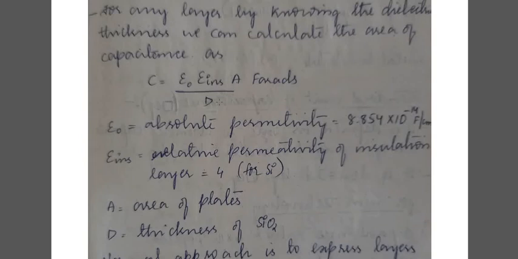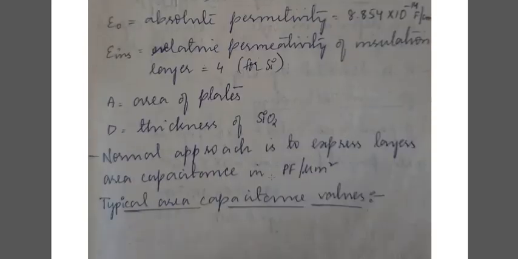Okay, for the first layer of silicon dioxide we will be having 1 micrometer thickness. For the second time, when you are getting the gate terminal, we will be using 0.1 micrometer of thickness. So D gives you the thickness of the silicon dioxide. The normal approach is to express the layer's area capacitance in picofarads per micrometer square.